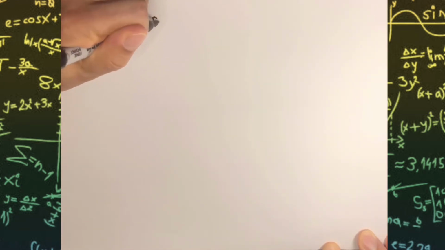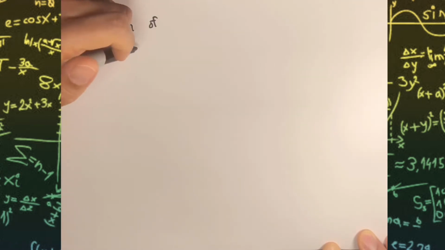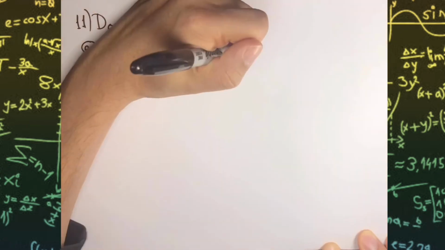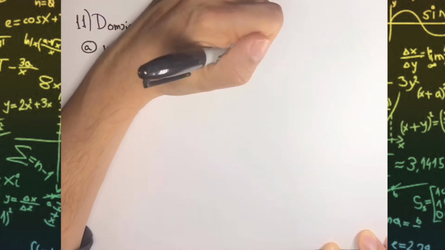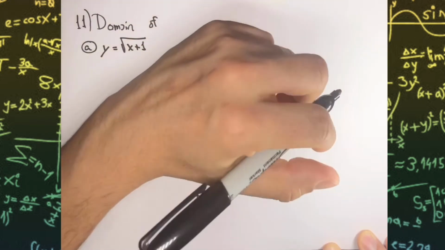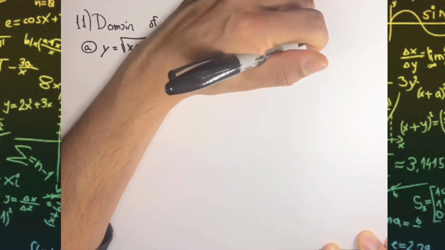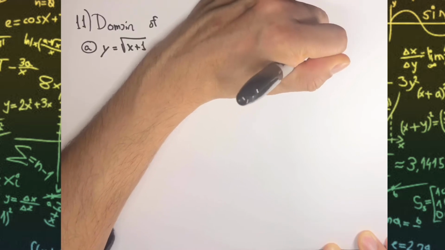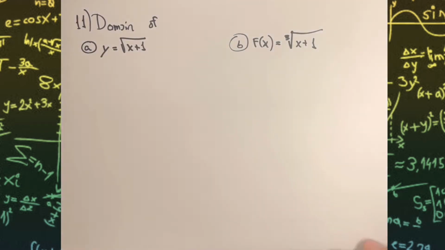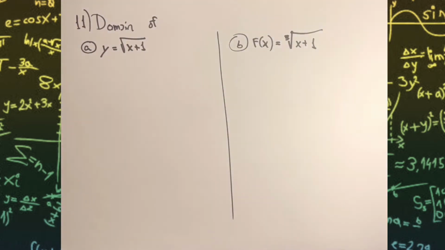They ask us to find the domain of a couple of functions. Function A, y equals square root of x plus 1. And function B, f of x equals cubic root of x plus 1. These are the two functions that the exercise is asking us to locate the domain. We're going to solve A on the left side and B on the right side.